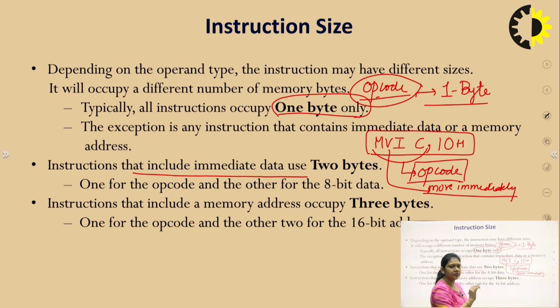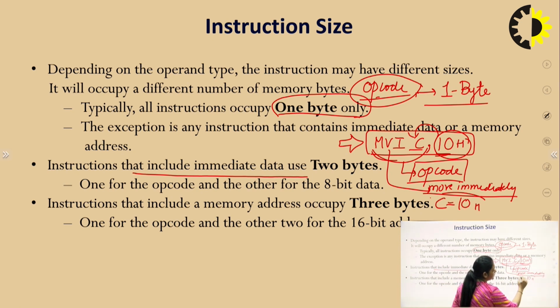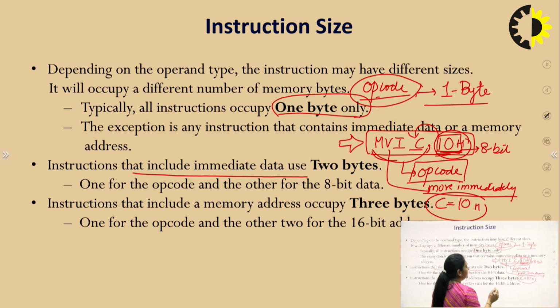You will get to know all about these instructions in the instruction set as well. But for reference purposes, I am just discussing a few instructions so that we can cover all the instruction sizes. So MVI C is the opcode, and this instruction tells us that 10H has to be transferred to register C. After this instruction, C will be 10H. This 10 is 8-bit data, as 2 hex digits make 8 bits. So when we have 1 byte of opcode and 1 byte of data, the instruction is of 2 bytes.